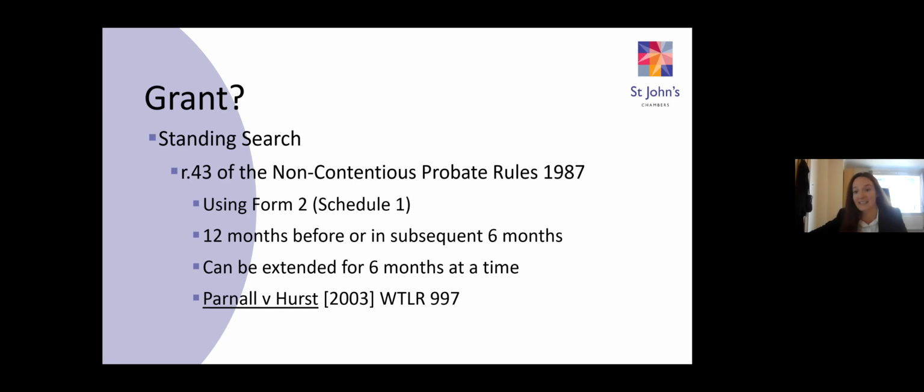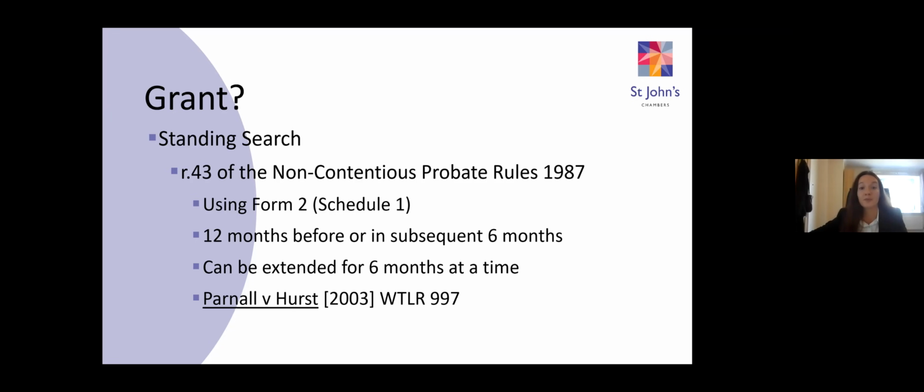In respect of a standing search, that is made using Form 2, which is one of the forms helpfully included within Schedule 1 to the 1987 rules, and then paying the fee, which is currently just £3. A standing search is then entered, and the person who entered a standing search is informed of any grant issued within the preceding 12 months and will be informed of any grant issued in the subsequent 6 months. And it can also be extended for 6 months at a time.